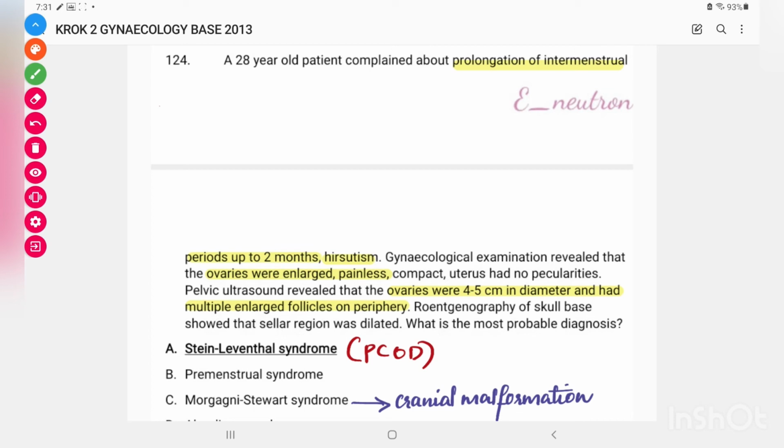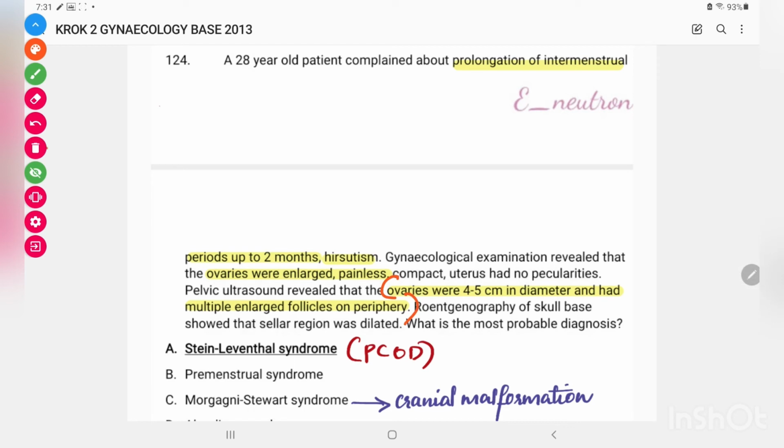Okay, so she is a 28-year-old female. She is having a prolongation of intermenstrual period. Hirsutism is there, and ovaries are enlarged and painless. And clearly, they say about the pelvic ultrasonography, which says that ovaries were 4 to 5 cm in diameter and have multiple enlarged follicles on the periphery.